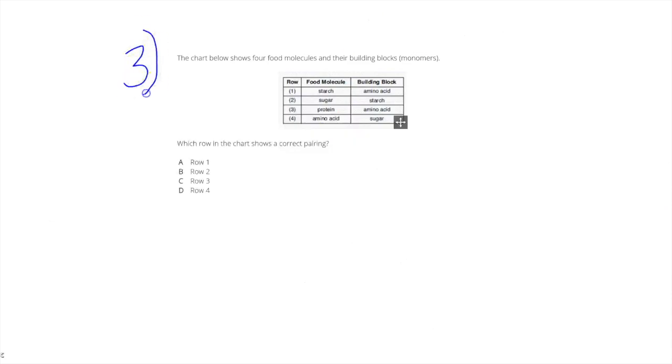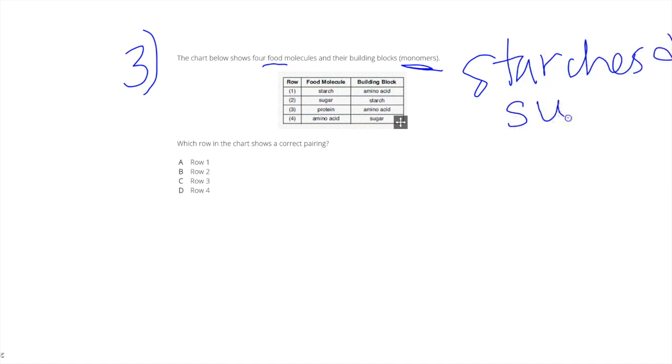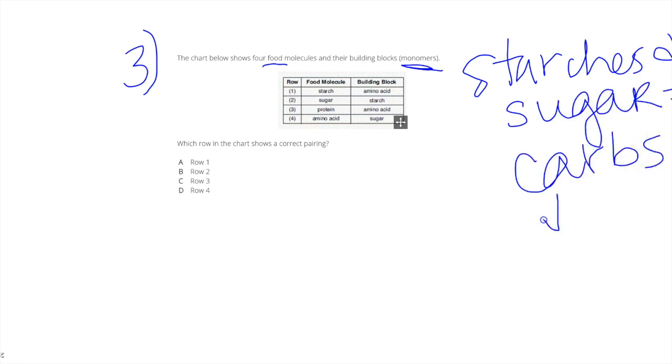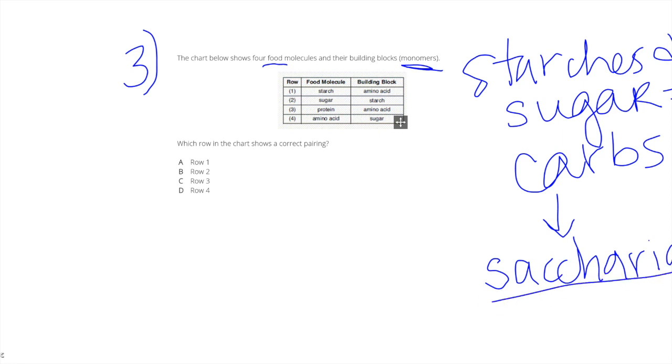Okay, and number 3, your very last one. The chart below shows 4 food molecules and their building blocks, or their monomers. Which row in the chart shows a correct pairing? Now, starches and sugars are both what? If you remember, they are both carbohydrates. They are both carbs. So if they are carbs, that means their monomer has to be a saccharide, either monosaccharide or polysaccharide, but it has to be a saccharide.